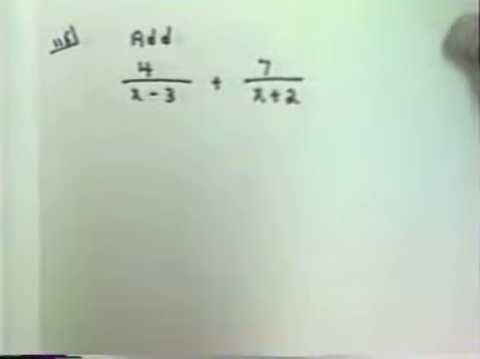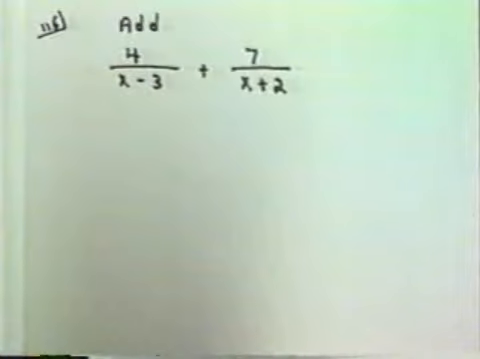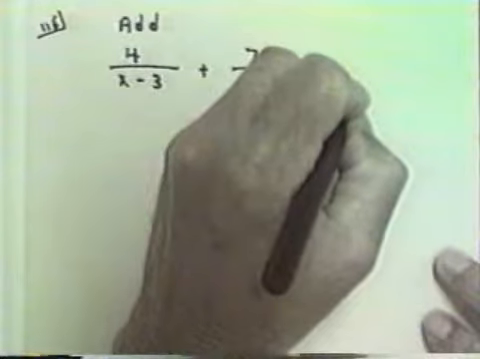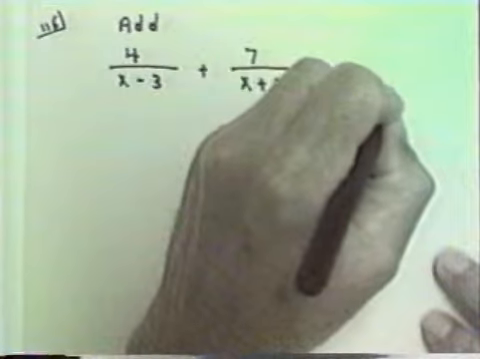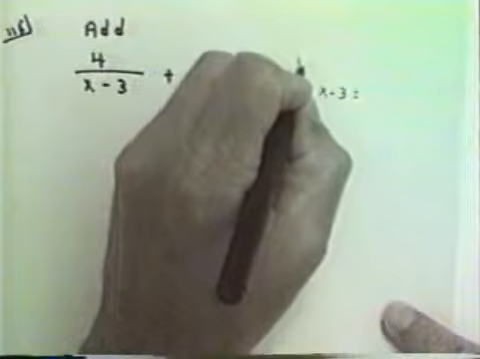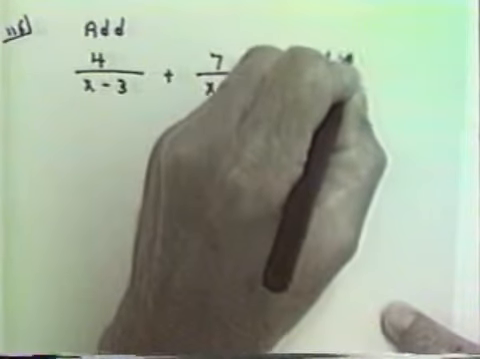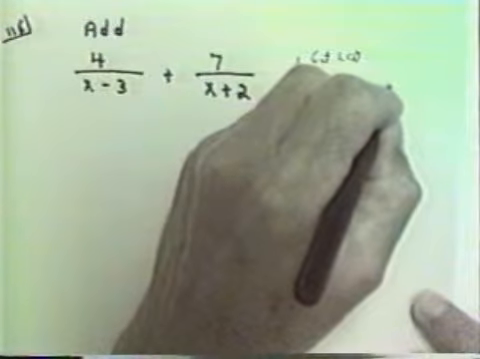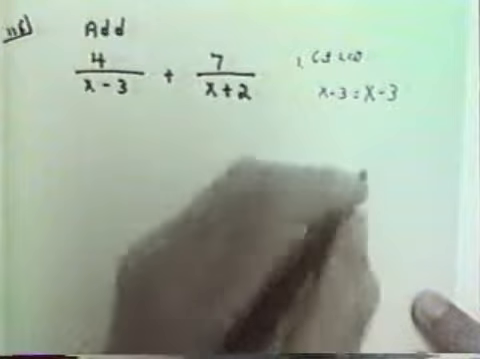Let's look at another example. Let's add 4 over x minus 3 plus 7 over x minus 2. Now x minus 3 will not factor. So the first step would be to get the least common denominator. x minus 3 will not factor, so I've just got to leave it as x minus 3.